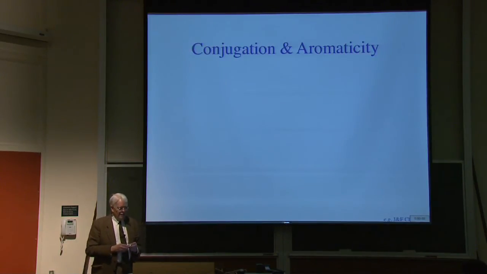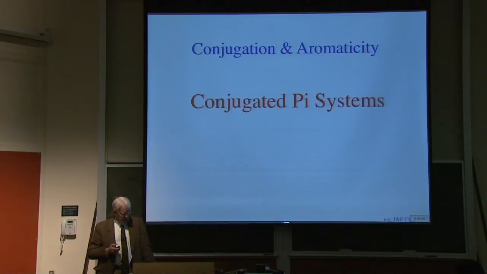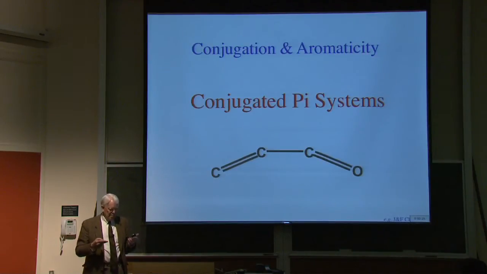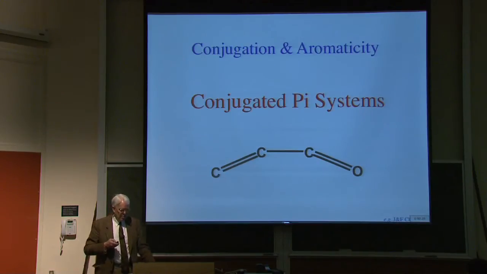And now we're going on for these next 2 lectures, and a little bit probably still beyond the exam, to talk about conjugation and aromaticity. So conjugated pi systems is what you're talking about. The name conjugated comes from an interesting root. Conjugated systems are when you have pi bonds separated by a single bond.